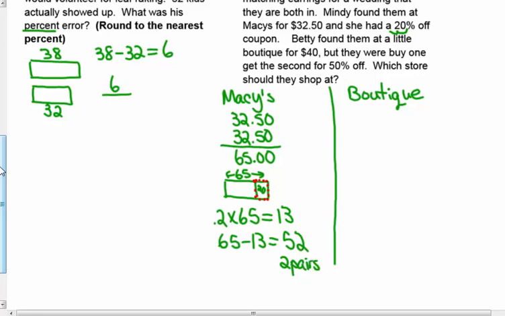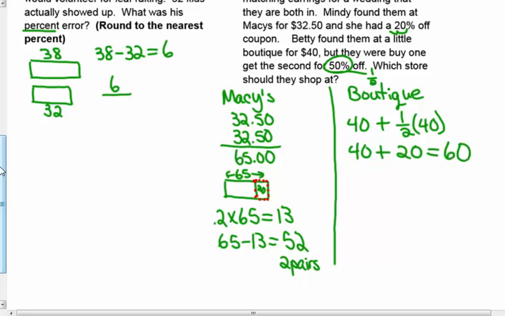Would cost $52. Betty found them at a little boutique for $40, but they were buy one, get the second one for 50% off. So it's $40 plus half of the $40. I bet you all know that I changed my 50%, which is easy, to 1/2. So at the boutique, she doesn't have a coupon or any other savings. It's buy one, get one for 50% off. So she's going to pay $40 for 1 pair and half of $40 for the second pair. So she's going to pay $20 for that pair.